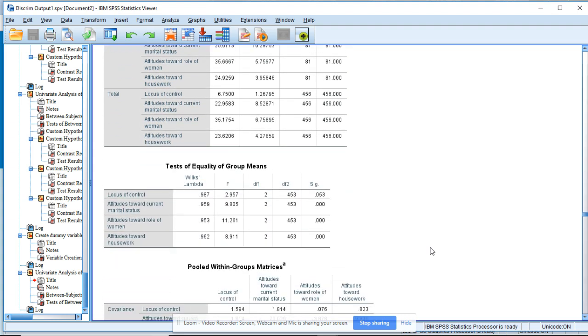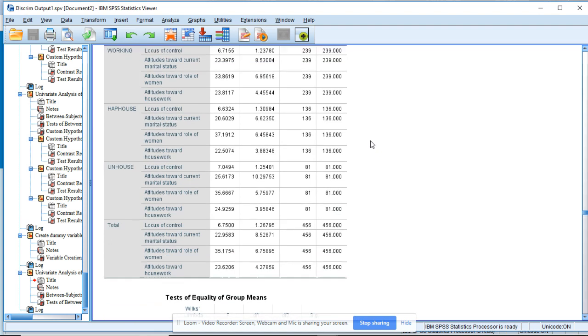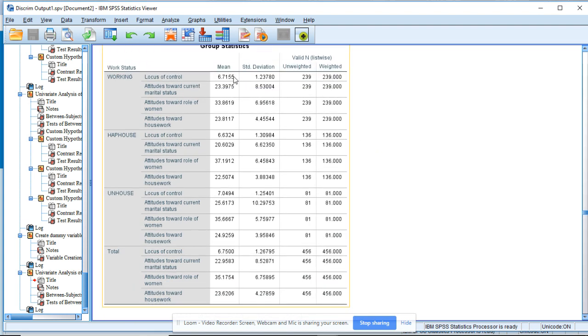the tests of equality of group means. Notice that everything but locus of control is significant. So basically, if we see the locus of control means right here, 6.72, 6.63, 7.05, those means are pretty close together and they are not significant.